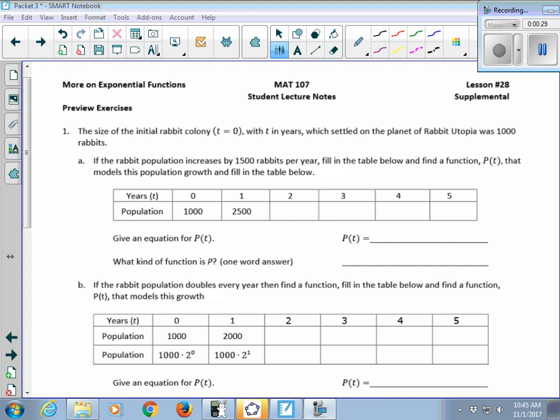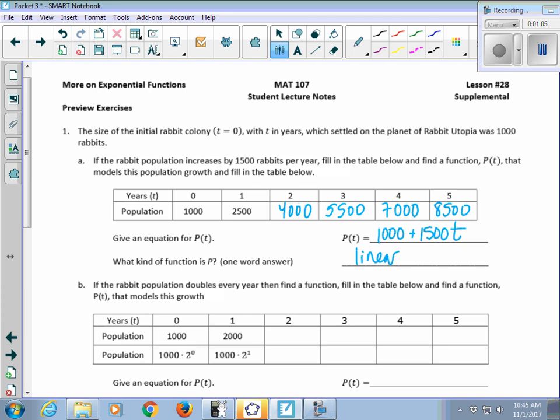All right, so we have 1,000 plus 1,500 is 2,500, plus 1,500 is 4,000, plus 1,500 is 5,500, plus 1,500 is 7,000, plus 1,500 is 8,500. So in a formula, P of T would be, well, we start with 1,000, and we add 1,500 every year for T years. And this is a linear function. 1,500 is my slope, 1,500 rabbits per year.